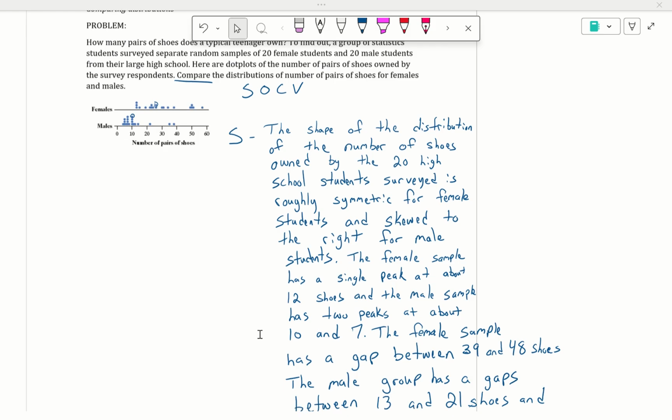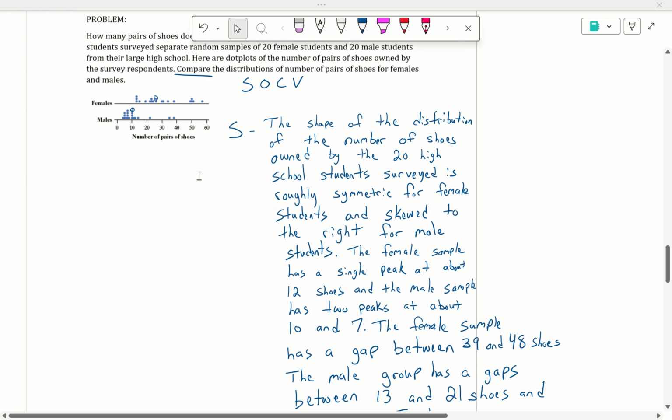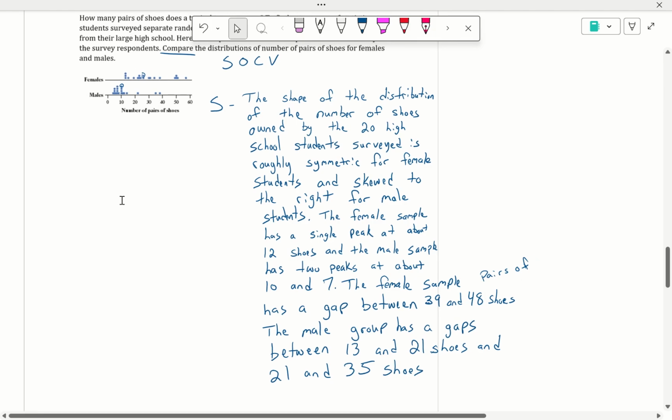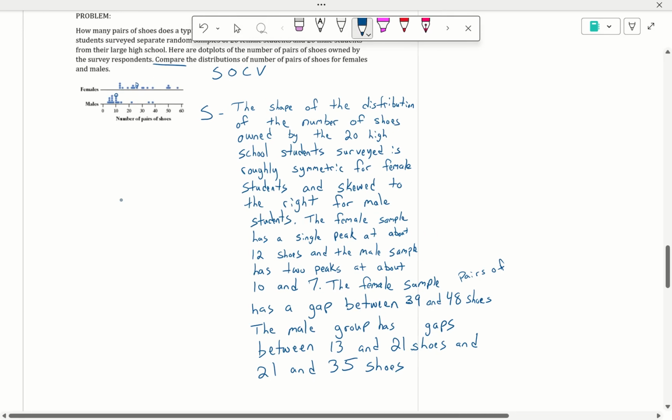The female sample has a gap between 39 and 48 pairs of shoes. The male group has gaps between 13 and 21 shoes and 21 and 35 shoes. So we've talked about the shape, we've talked about the peaks, we've talked about the gaps.